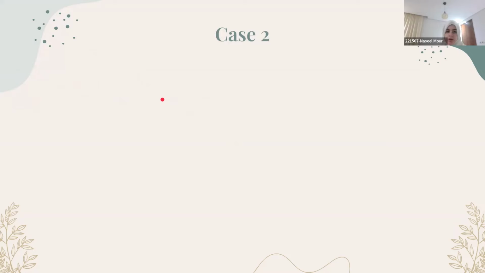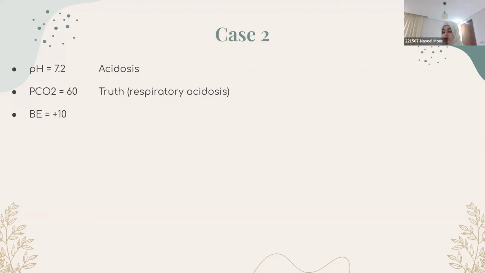Case number 2. Same pH, same PCO2, but now the base excess is positive 10. We said this is acidosis, and we said that the PCO2 is telling the truth, so this is respiratory acidosis. But what about the base excess? It's positive 10, so it's much higher than normal. So what does this mean? The base excess is lying. It's saying that it is in metabolic alkalosis. So this is the compensation. So how are we going to say it?